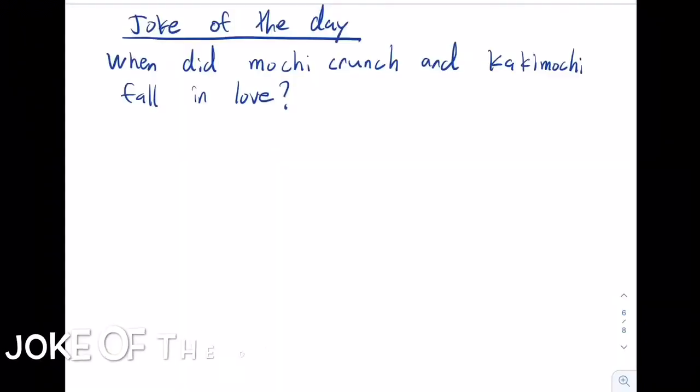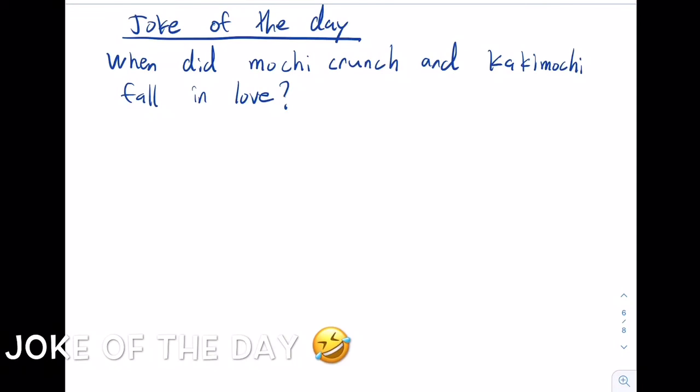Hey guys, here's your joke of the day. Here's a joke for you guys. When did Mochi Crunch and Kakimochi fall in love? The other day. Ha! Okay, guys.